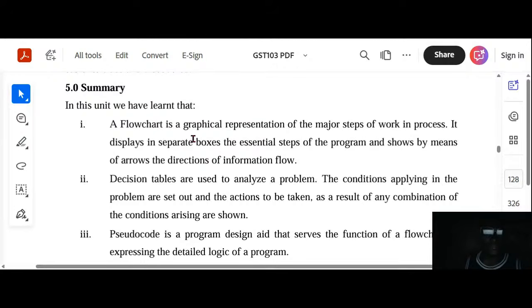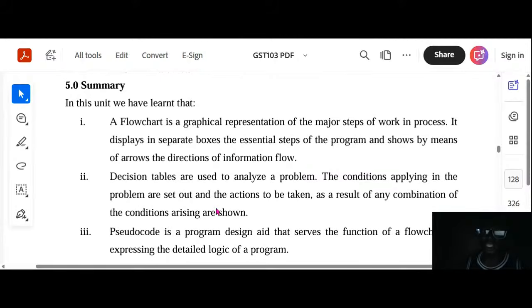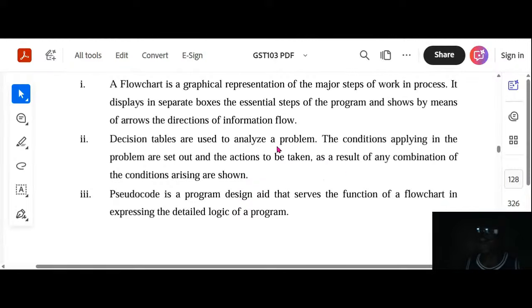So, in summary of this unit, a flow chart is a graphical representation of the major steps of work in a process. It displays in separate boxes the essential steps of the program and shows by means of arrows the directions of information. Decision tables are used to analyze a problem. Don't forget, the conditions applying in the problem are set out and the actions to be taken in four different forms, which are the condition stub, condition entry, action stub, and action entry.